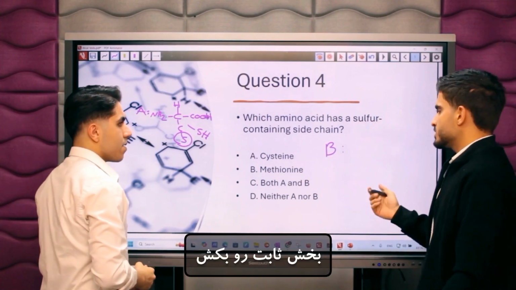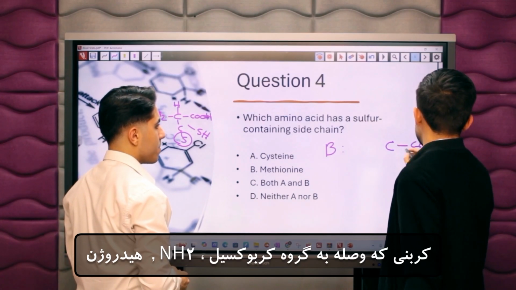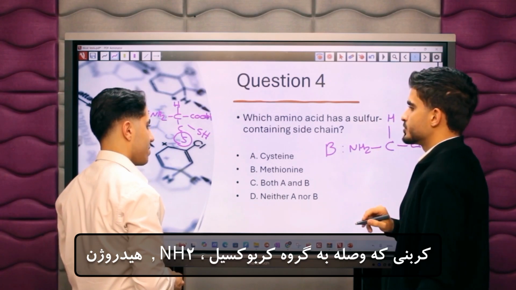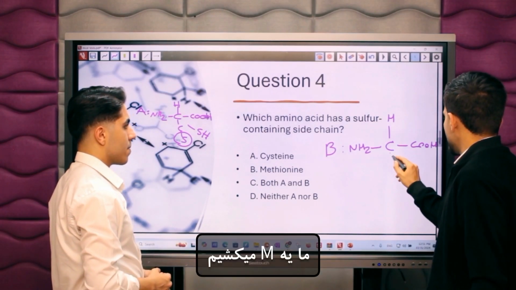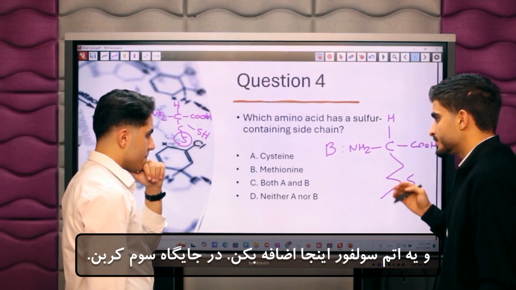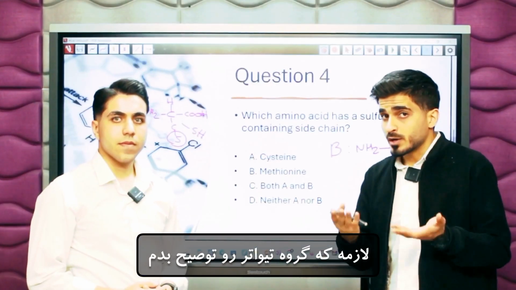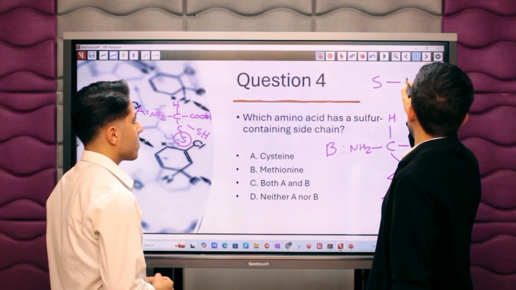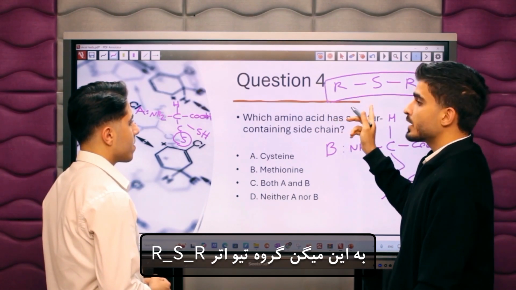Sure. Draw the constant part, carbon attached to carboxyl group, NH2, hydrogen. In order to draw methionine, we draw an M and add a sulfur atom here, in the 3rd place. Great. Before anything else, I need to explain the thioether group. Take a look, please. This is called thioether group.